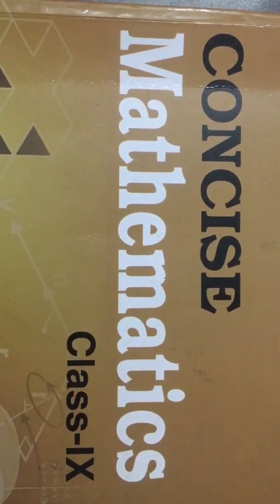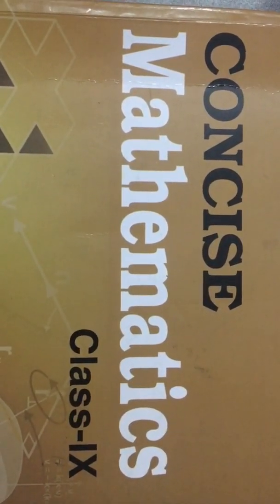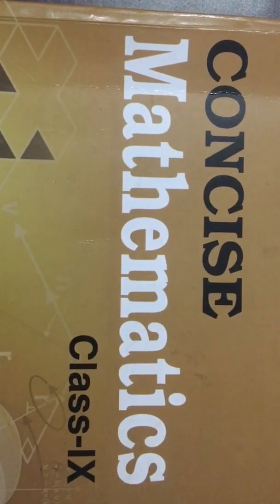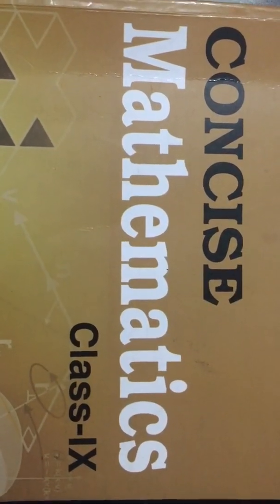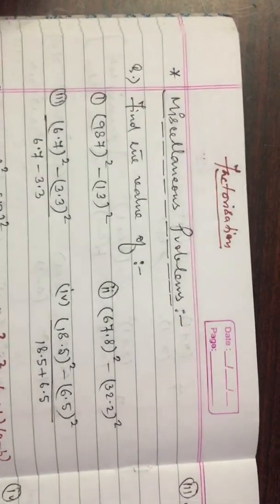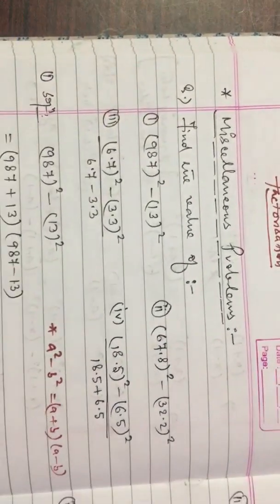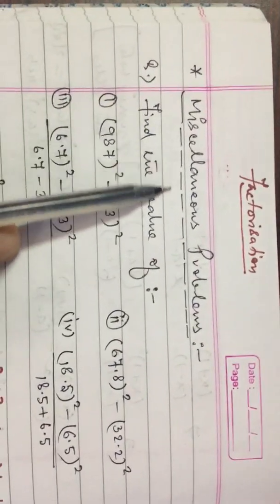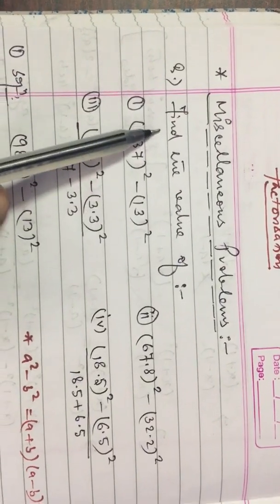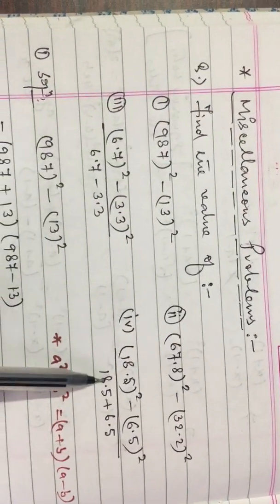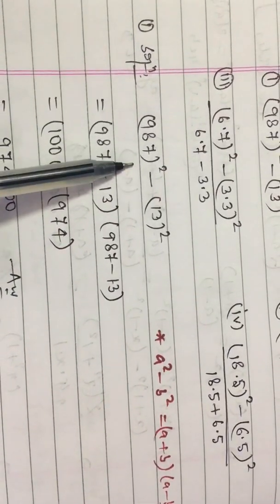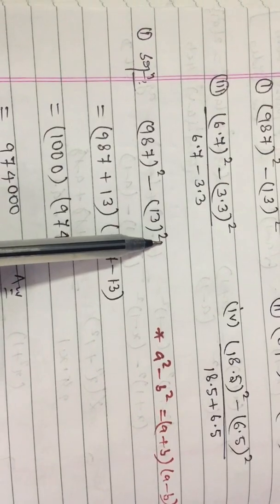Now today we will see the miscellaneous problems based on factorization. It means we will see some numerical problems in which we are applying factorization. Now see here, on the screen you can see, factorization, miscellaneous problems. Find the value of this. There are four questions. The first one, find the value of 987 whole square minus 13 whole square.